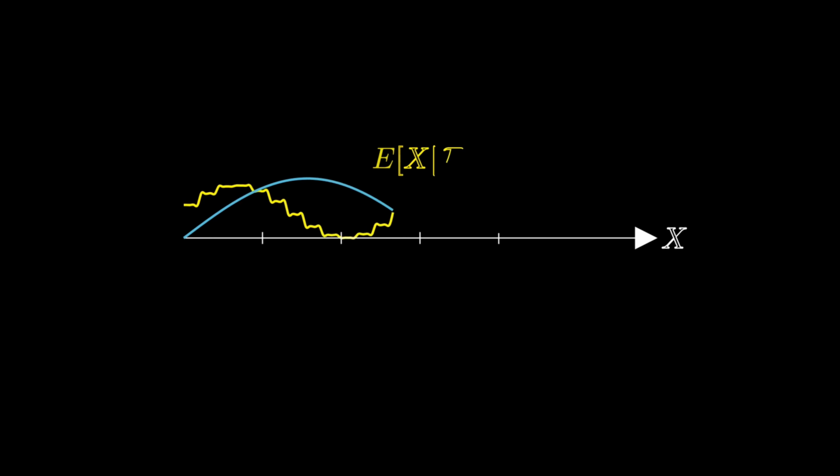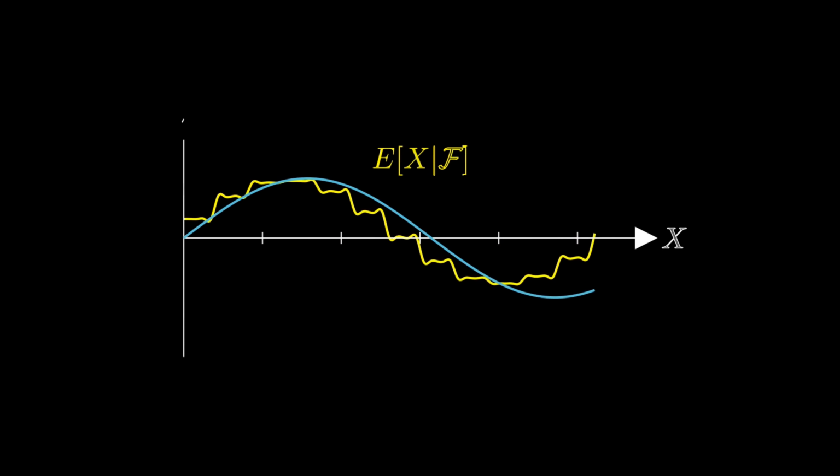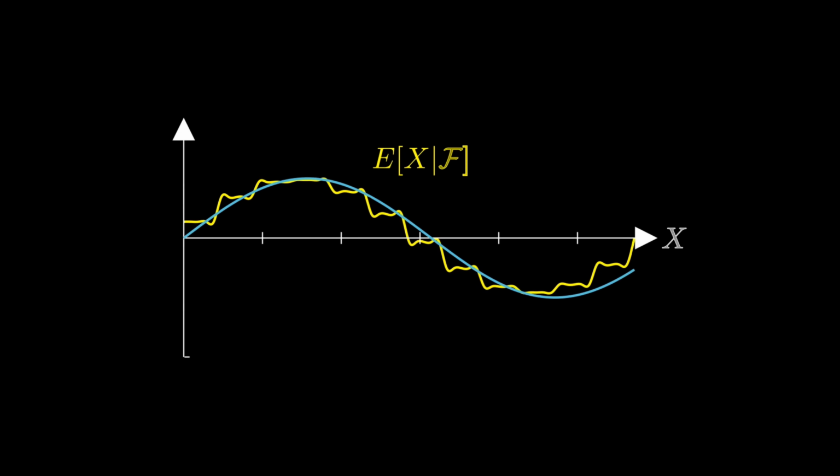This analogy is fundamental to understanding conditional expectation, E of X given F. The conditional expectation is the best guess of a random variable X given the resolution limits of F. If F is coarse, our best guess is a broad average. If F is fine, our guess approaches the true value of X.